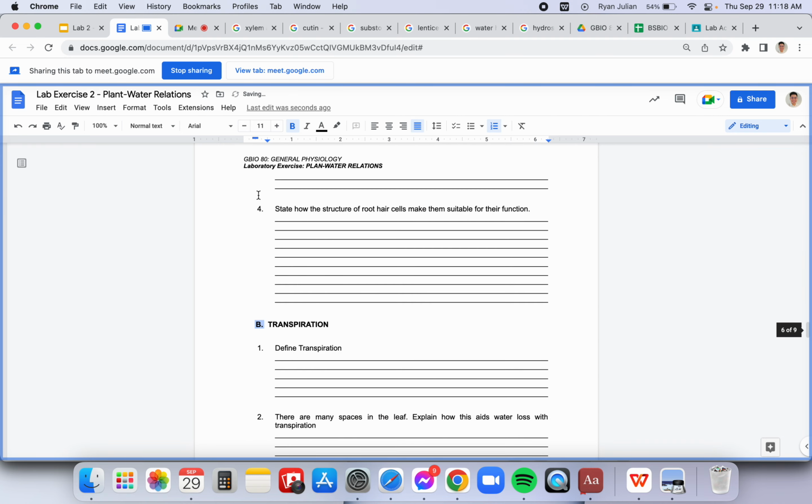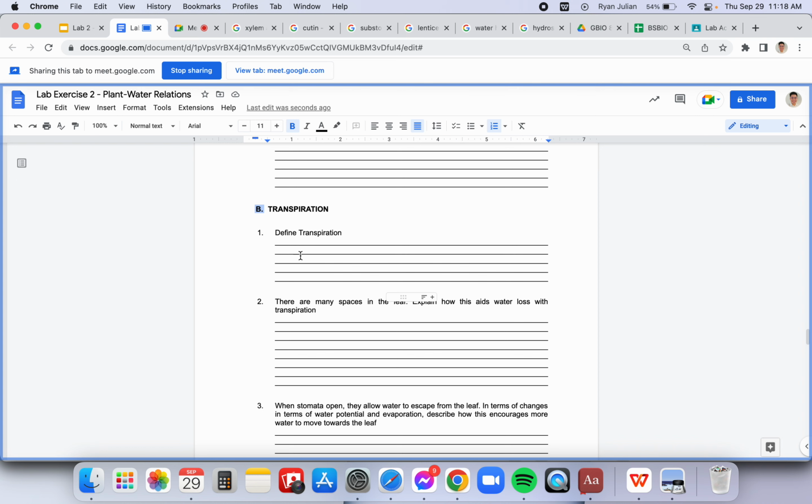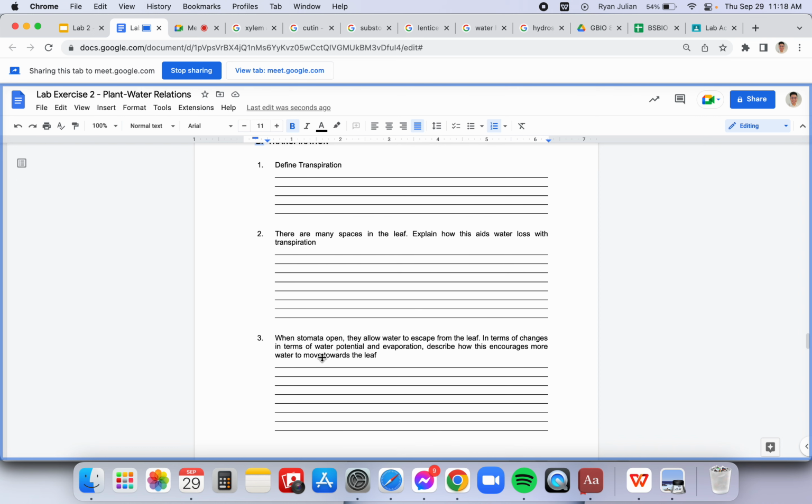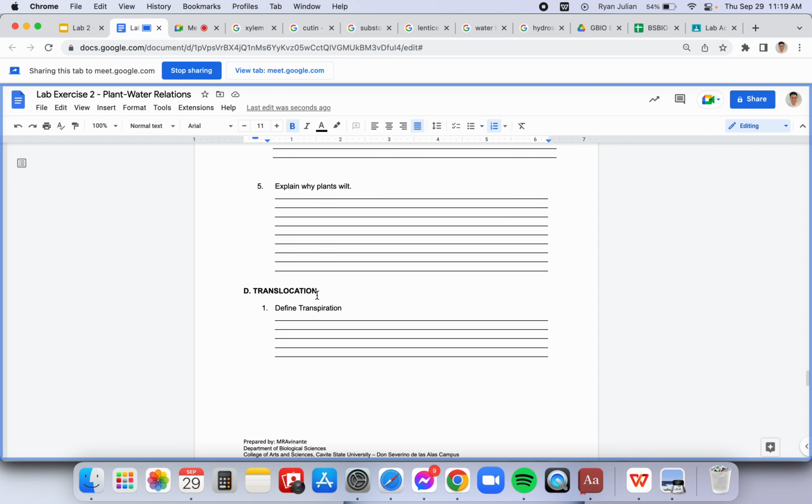So this is letter C, transpiration. Define it, the meaning of that process. Basically, you have to answer the guide questions, as simple as that. And for number 4, explain the effect of the following on the rate of transpiration from a leaf: temperature, humidity, wind speed, light intensity, and water supply.